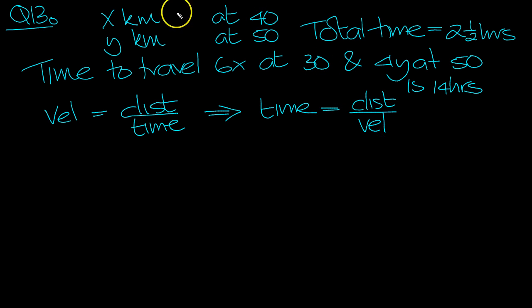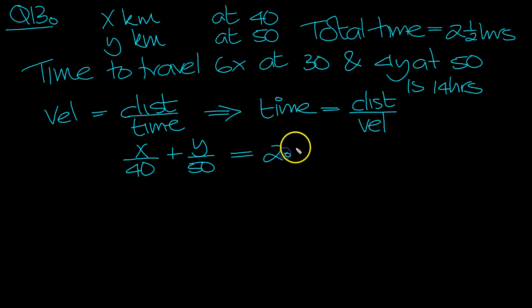So the distance is x, and the velocity is 40, so x over 40. That's the distance over the velocity, will be the time for this part of the journey, and y over 50 will be the second part of the journey, the second time component. They add up to 2.5 hours. So that's equation 1.